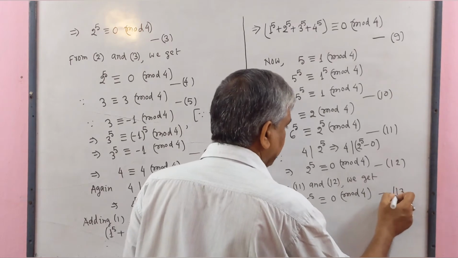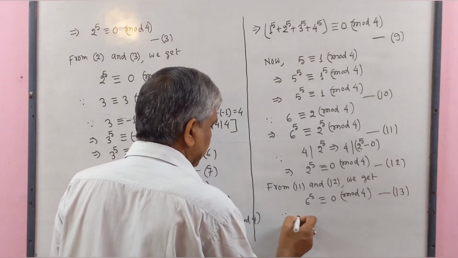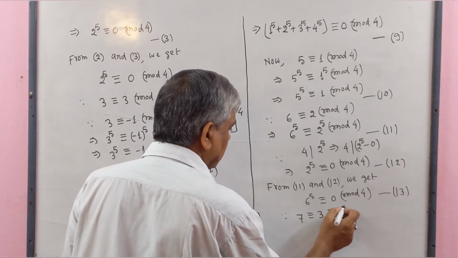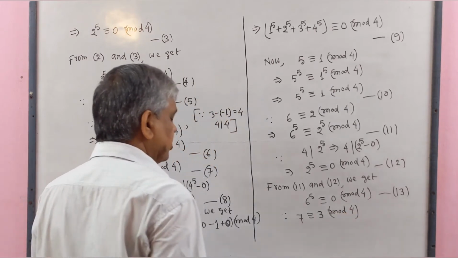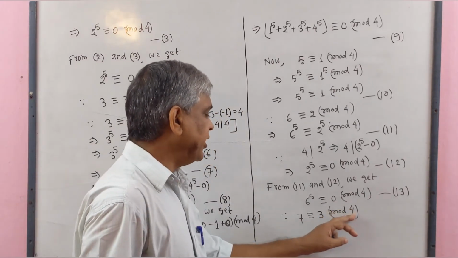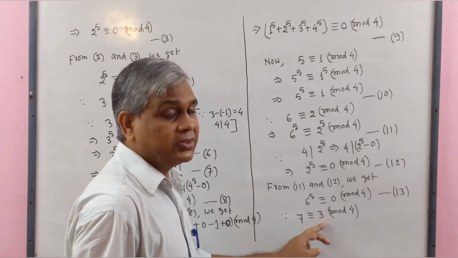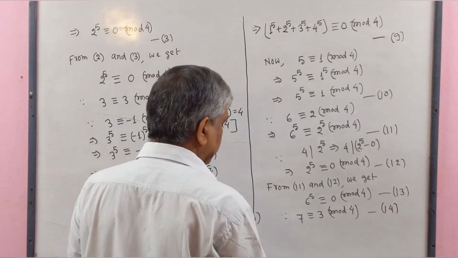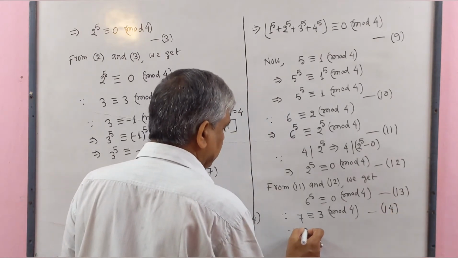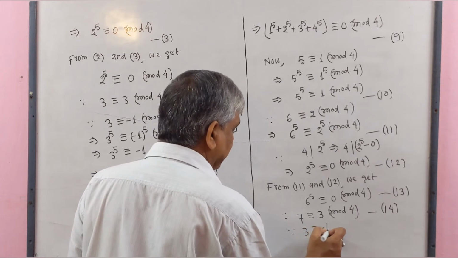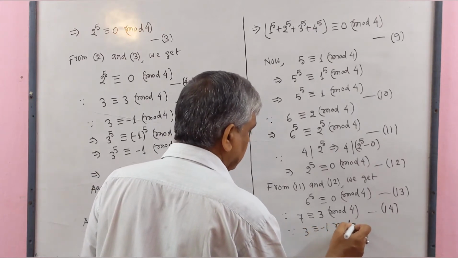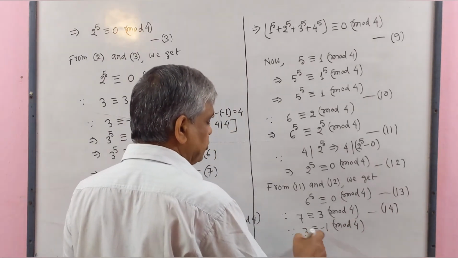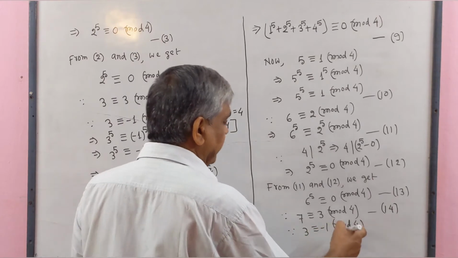This is 13. Since 7 is congruent to 3 modulo 4, because when 7 is divided by 4, remainder is 3. This is number 14. Since 3 is congruent to minus 1 modulo 4, because 3 minus minus 1 means 4 is divisible by 4.